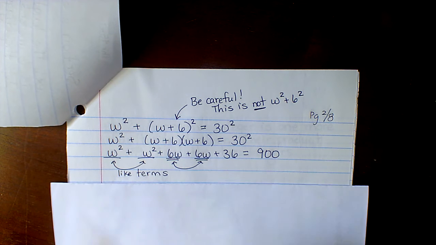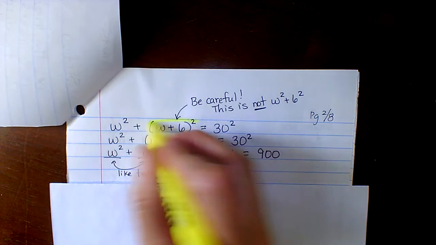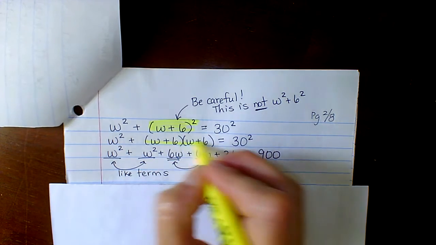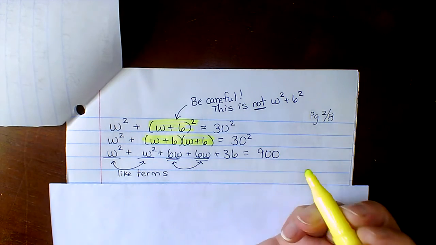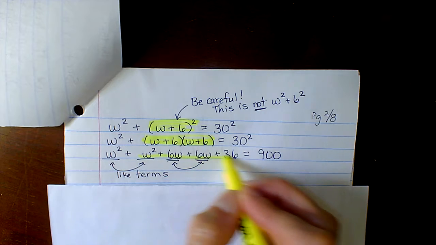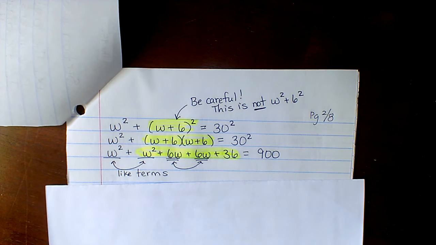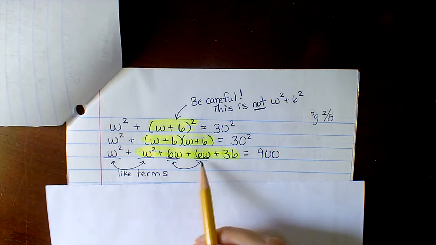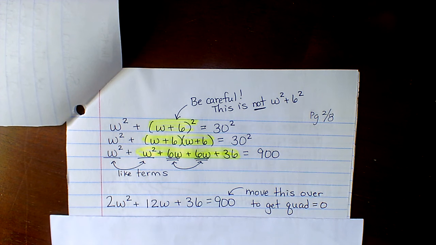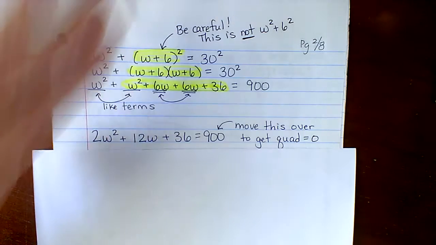In doing so, we get that this part right here expands into that, and then distributes out into those four terms. We can then combine like terms. We have two w squared terms and we have two w terms here. So we can combine those like terms. Now I can move this 900 to the other side, and that'll get my quadratic equation equal to 0, that standard form that we need.